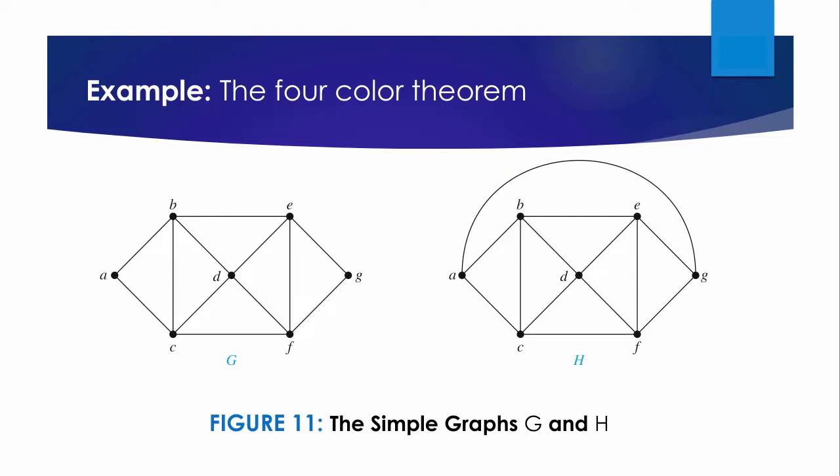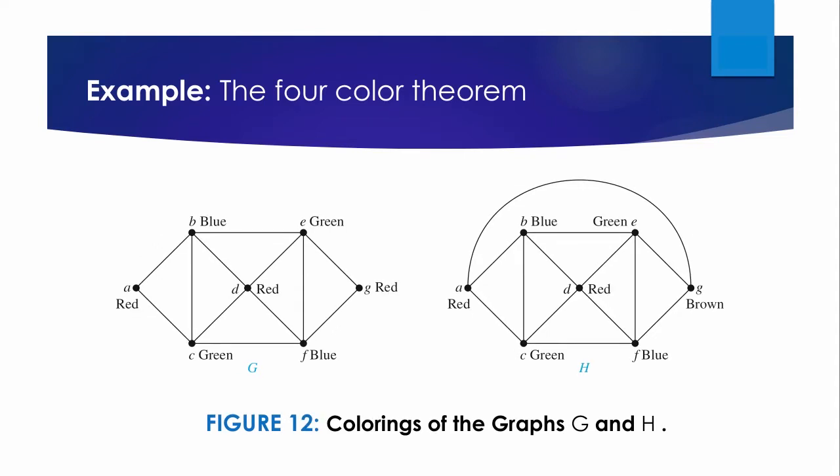First, we must show that the graph can be colored with k colors. This can be done by constructing such a coloring, or we must show that the graph cannot be colored using fewer than the k number of colors. What are the chromatic numbers of the graphs G and H shown in figure 11?